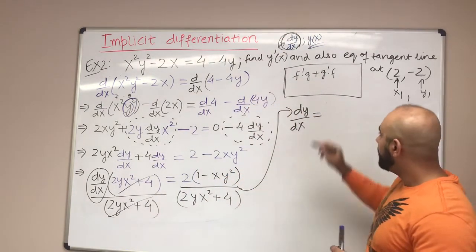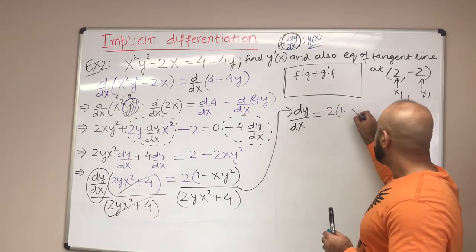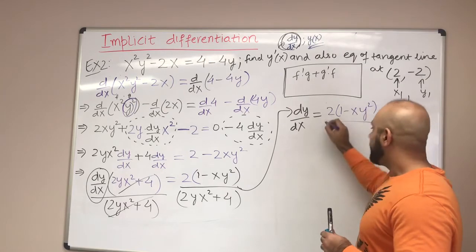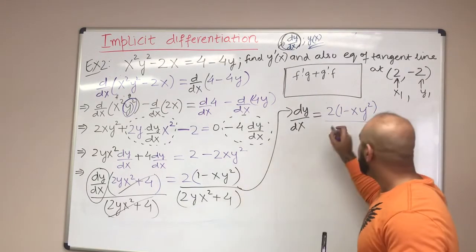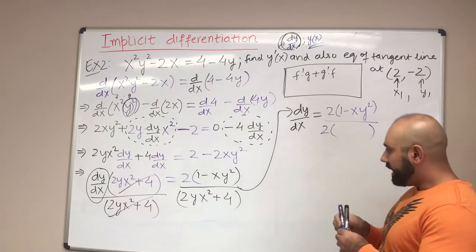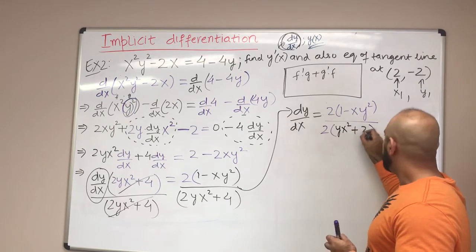and that is exactly what we wanted to find for part 1 of this problem, and that's going to be 2 times 1 minus xy squared, and this whole thing has to be divided by this guy. But guys, here you can clearly see that we can take out 2 as the greatest common factor, which I'm going to do here, and then what is left inside? I'm left with yx squared plus 2.